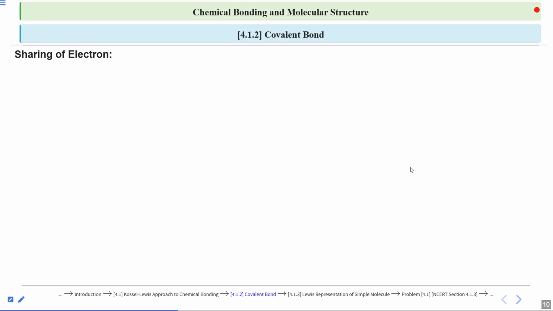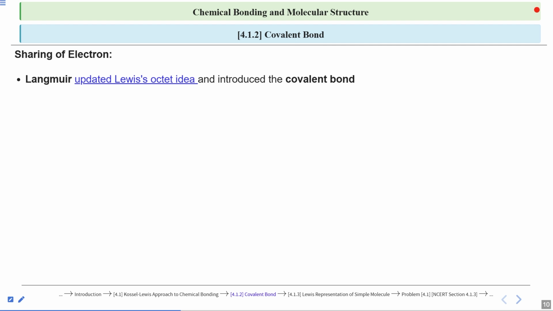Now we will look at the sharing of electrons first of all. So we have two ways to satisfy the octet. First is sharing and second is transfer. The sharing of electrons was brought into the picture when Langmuir updated the Lewis octet idea by introducing the covalent bond. What is a covalent bond? A bond which is formed by the sharing of electrons.